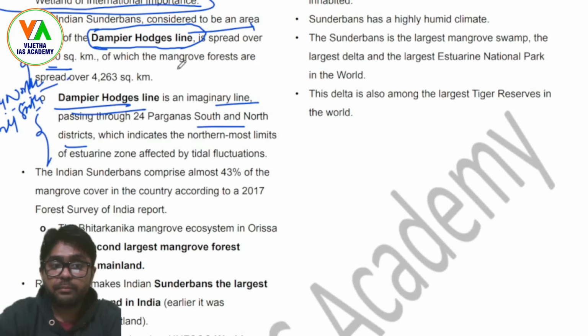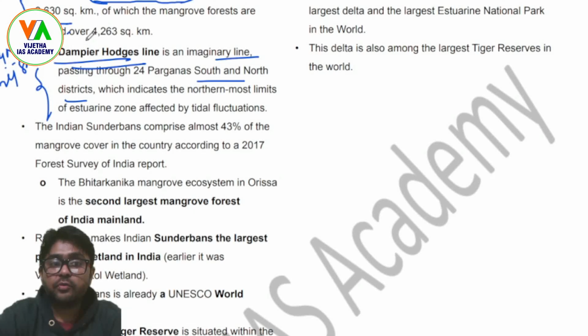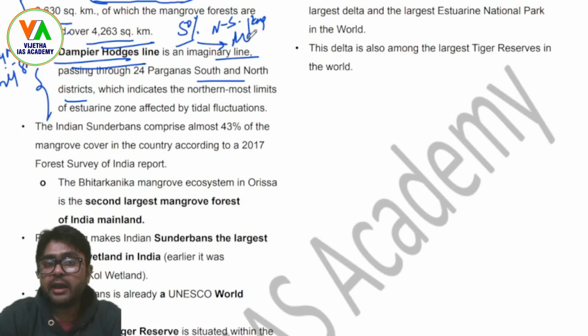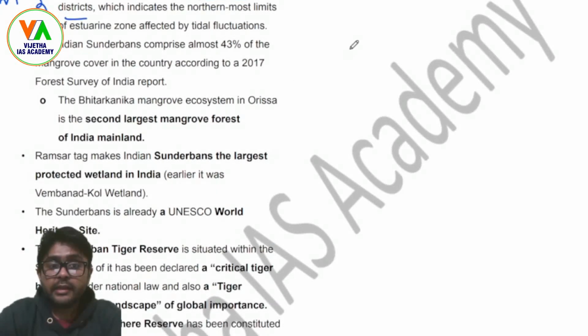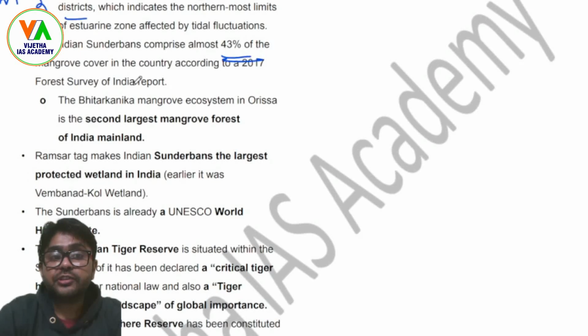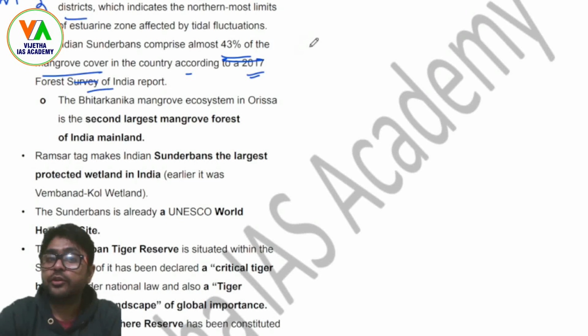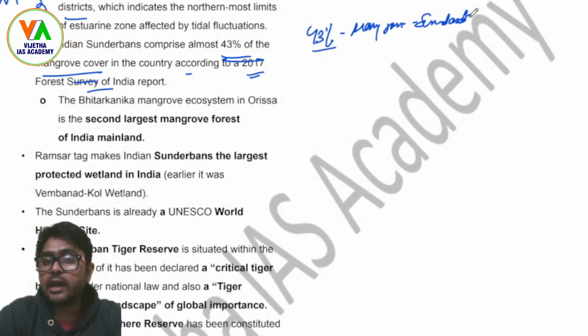Of this, the mangrove forests are spread over 4,263, that means 50% of the north and south Parganas are basically under the mangroves. Important ecosystem, right? Then it comprises almost 43% of the mangrove cover in the country according to the 2017 Forest Survey report. So 43% of mangroves are in the Sundarbans only. You can see how important this ecosystem is, right?